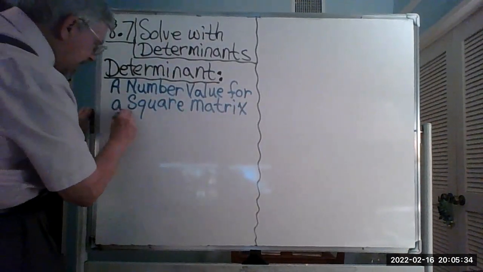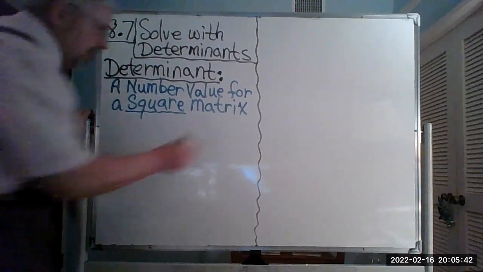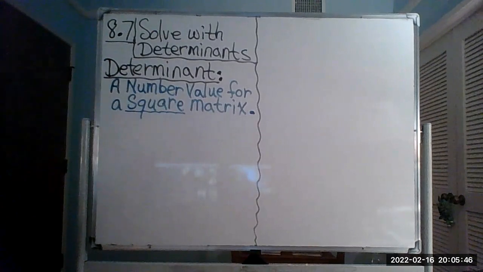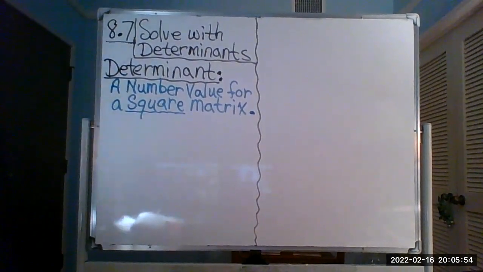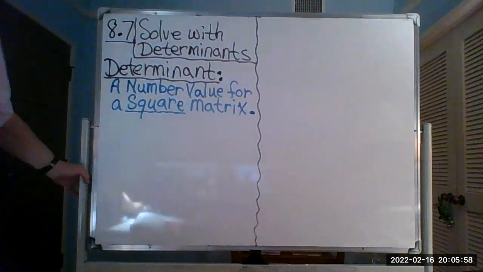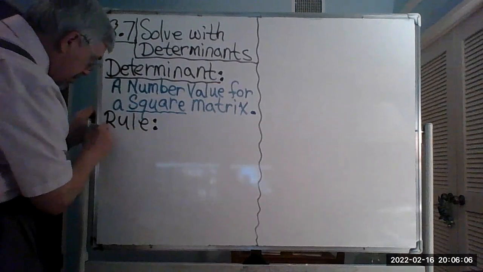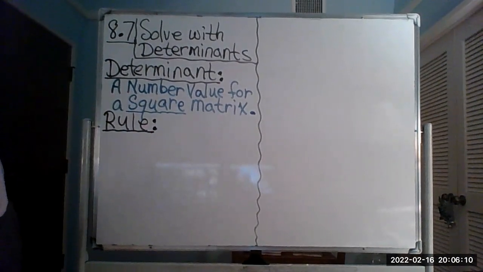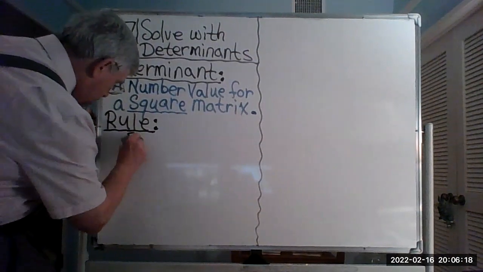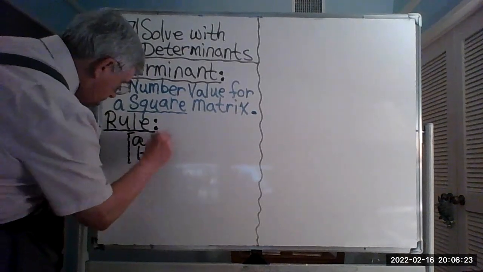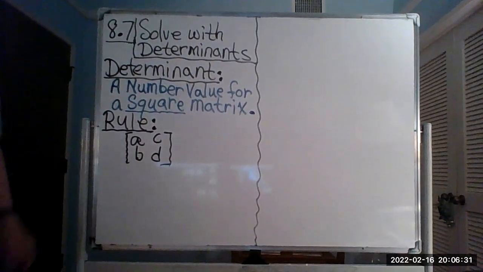Okay, so a couple of key things right here. It has to be a square matrix. So that's like a 2x2, a 3x3, a 4x4, etc. So it's a square matrix. And so let me give you the rule to follow. So I have my general square matrix, A, B, C, D. Okay, so that's my square matrix.